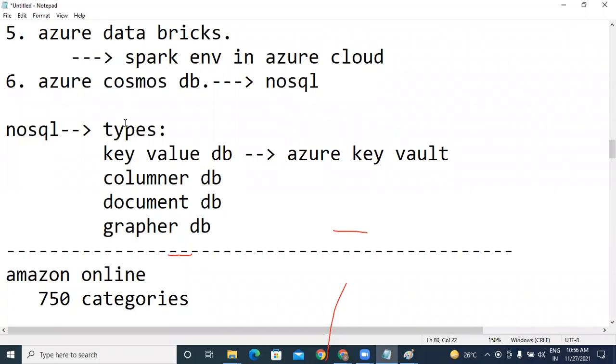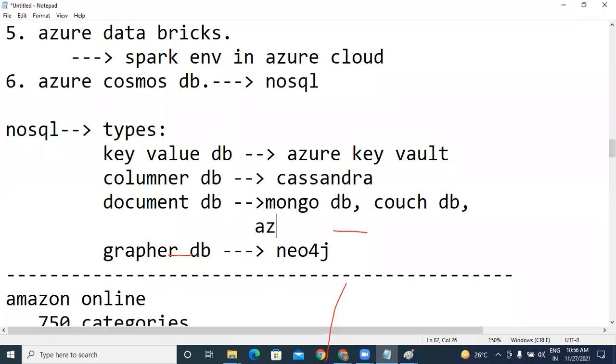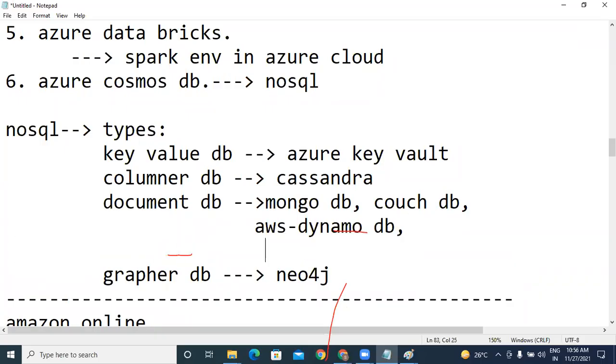If it is columnar databases, the popular things like Cassandra. Okay. If it is graph, Neo4j. These are the popular databases. If it is document store, the popular one is MongoDB, CouchDB. Same thing in AWS, they have DynamoDB. Same thing in Microsoft, you have Cosmos.